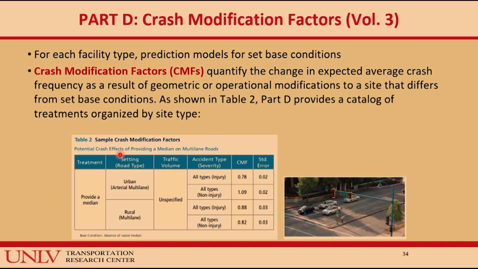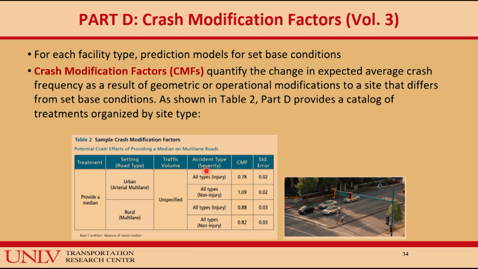So what do we have here? It is a particular table for crash modification factors to provide a median on a multi-lane road. So the treatment or the engineering countermeasure is you are going to provide a median to separate the opposing traffic. And the roadway setting, if it is urban arterial multi-lane, rural multi-lane, and the traffic volume, because some of these countermeasures are applicable if you have low volume, medium volume, high volume. So you will see different numbers based upon the different volumes.